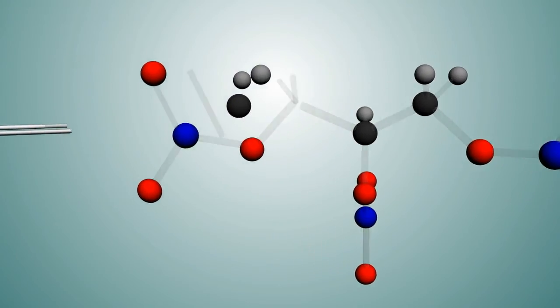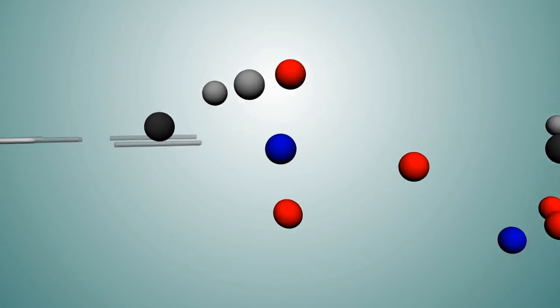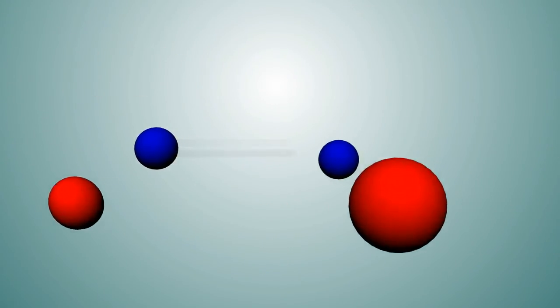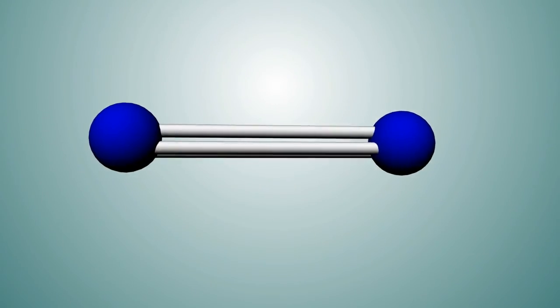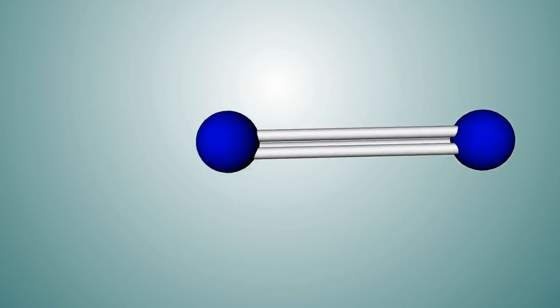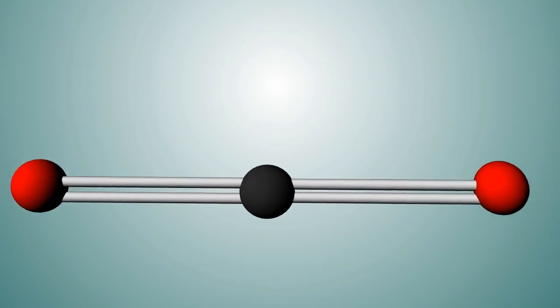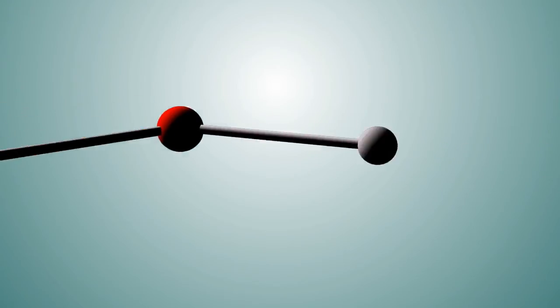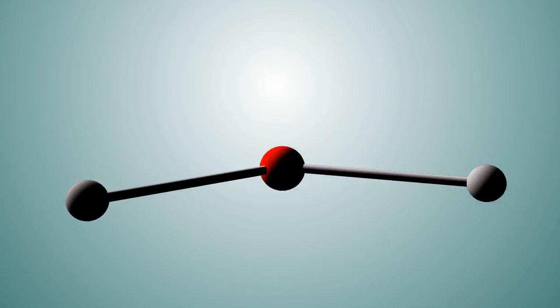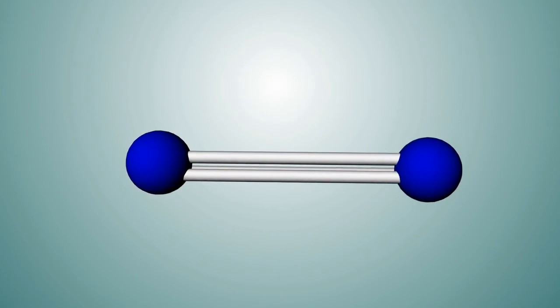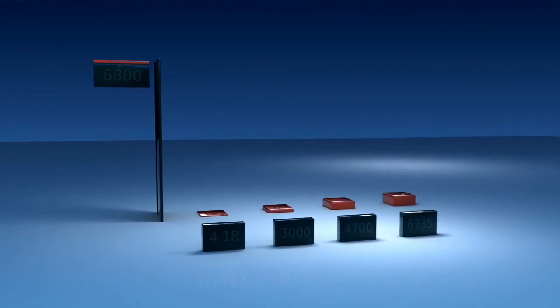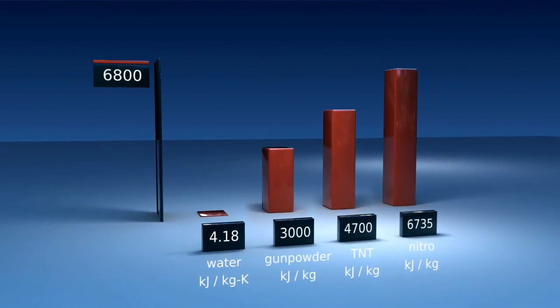But breaking bonds requires energy input, so where does the energy of the explosion come from? It comes from the formation of new molecules, including nitrogen, carbon dioxide, and water. Nitrogen has a very strong triple bond. Forming this bond releases a ton of energy. But just how much energy is given off? 1,529 kilojoules per mole of nitroglycerin.